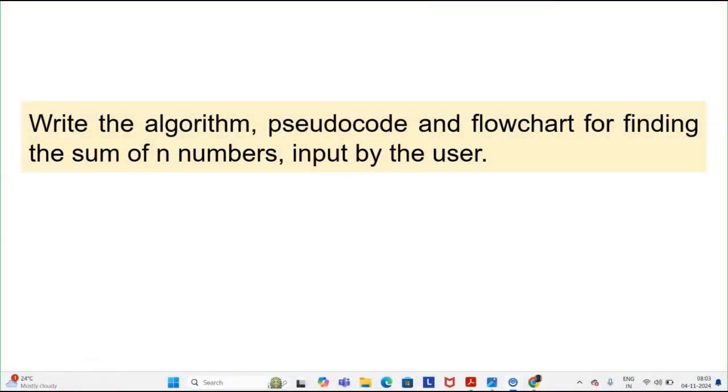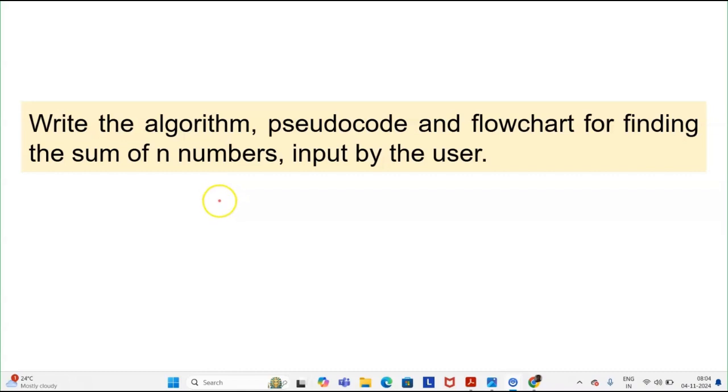The first problem that we are going to do is this problem. So what is the question? We'll read the question. Write the algorithm, pseudocode and flowchart for finding the sum of n numbers where the input is given by the user. So what is this problem? It is to find the sum of n numbers, like sum of 6 numbers or sum of 10 numbers, and these numbers should be given by the user.